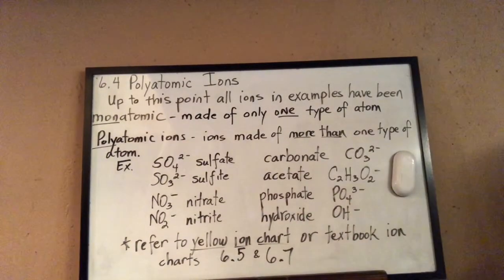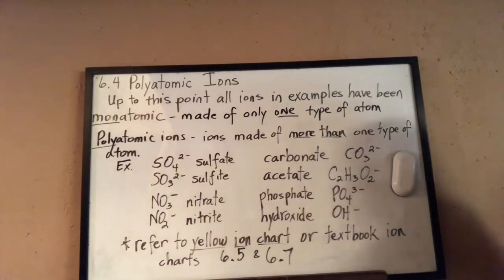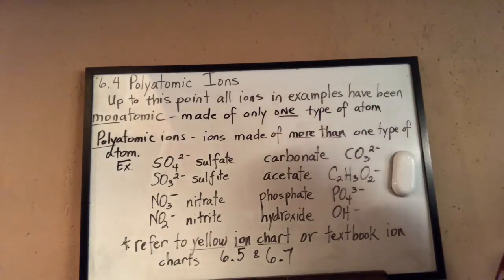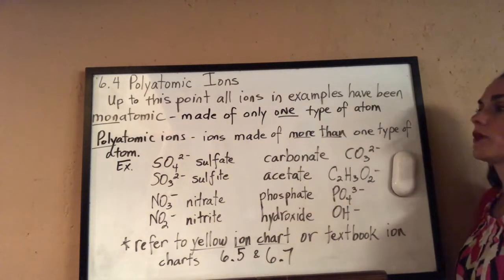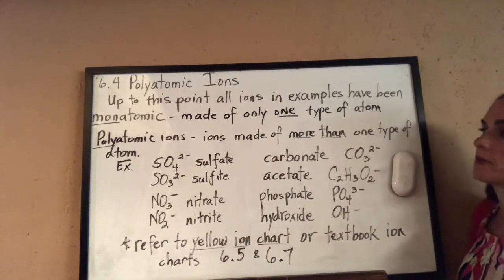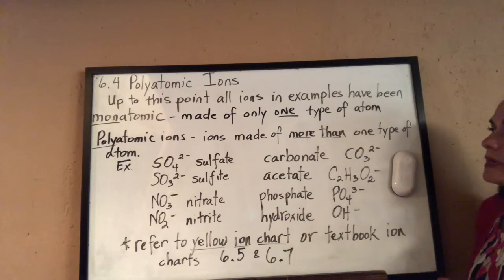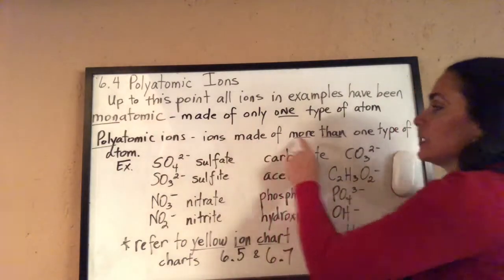Okay, polyatomic ions. Up to this point in chapter 6, all of the ions in the examples have been monatomic, meaning they are made up of only one type of atom: chloride, bromide, fluoride, iron 2, copper 1, aluminum, barium, sodium. Now we introduce polyatomic ions. With the prefix poly, they are ions made of more than one type of atom. Just like mono means one, poly means many.